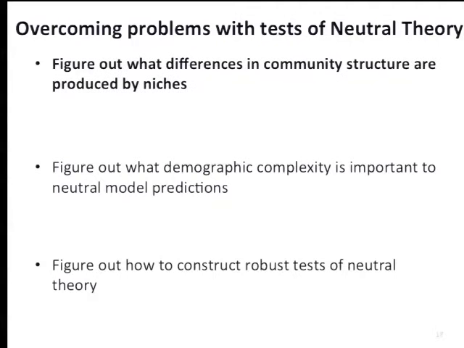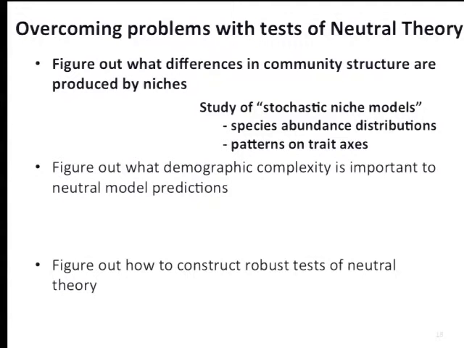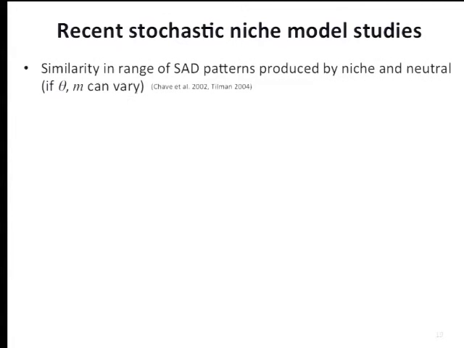And so in the first one, what we've been focusing on is to study stochastic niche models, so models that include niche differentiation, but also the same stochasticity that's in neutral models. And we've been studying them in particular to look at the impact of niches on species abundance distributions and patterns on trade axes. So let me put what we've done in the context of some recent studies on stochastic niche models. There was a study by Chisholm and Pacala and a study by Chave et al.